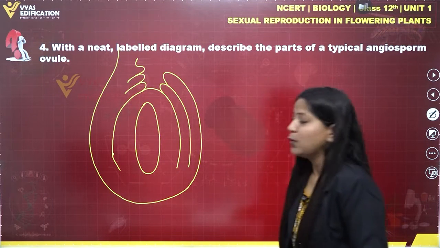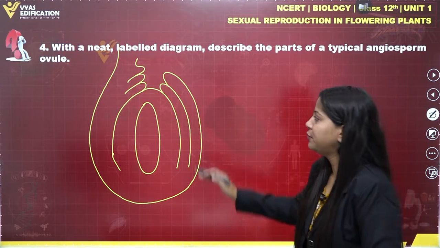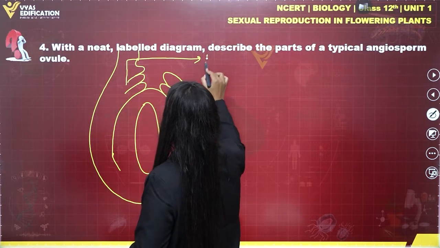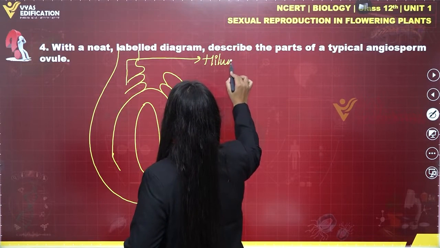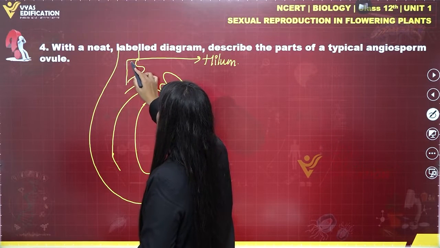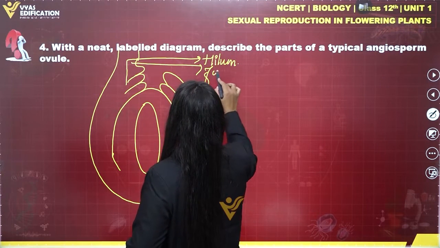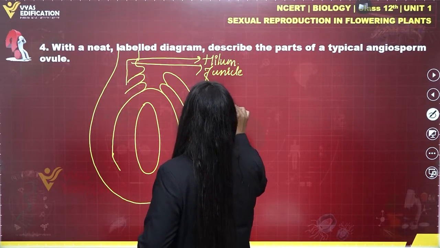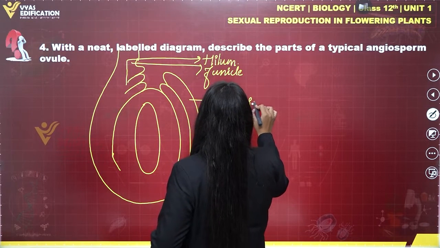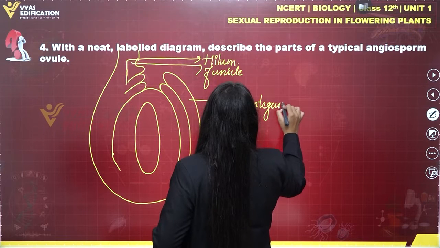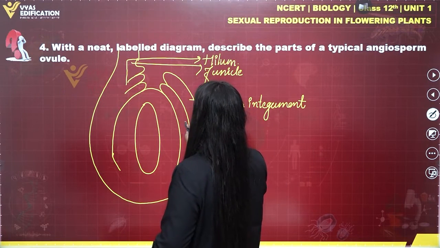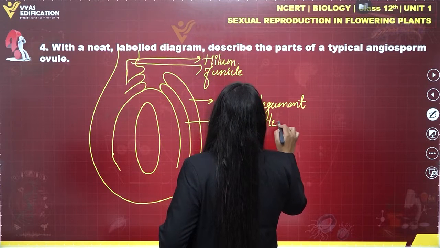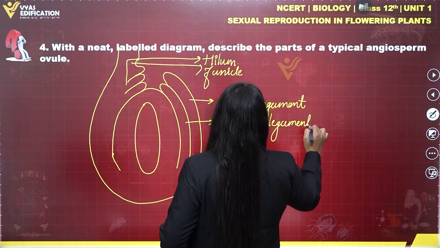Now, if we label the diagram of the ovule, this is the point known as hilum. This is the point known as funicle. This is the outer integument, and the inner one is the inner integument. These are the coverings of an ovule.